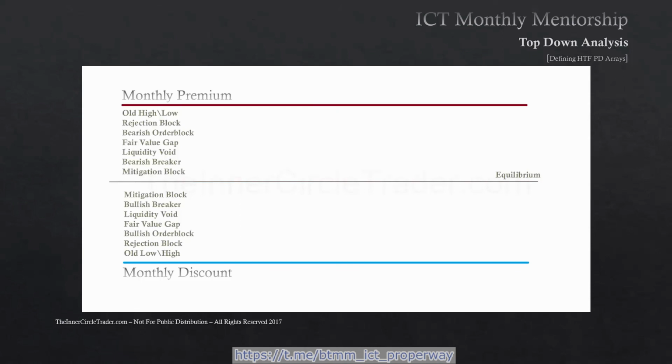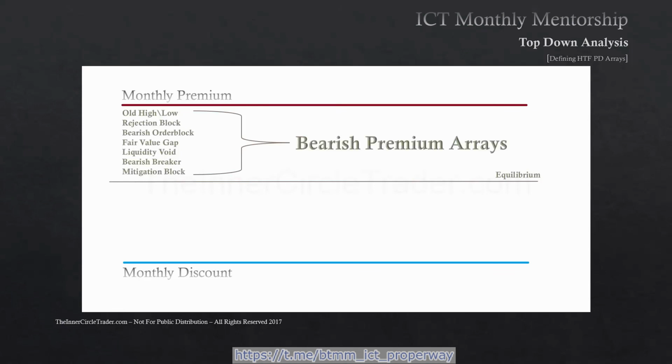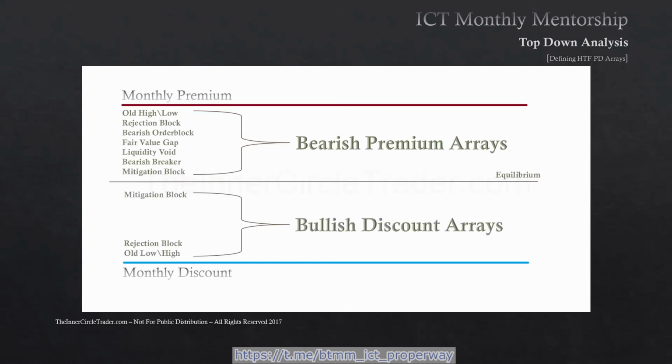So when we look at markets like this, it gives us a framework. You can see here the monthly premium arrays. These are going to be focused primarily for bearish premium array trading. In other words, you're going to be using these areas to frame a trade or look for bullish targets at these levels. For monthly discount, these are your bullish discount arrays, and you would be looking for these for bearish targets or looking to get long at any one of these based on the current conditions in the market.